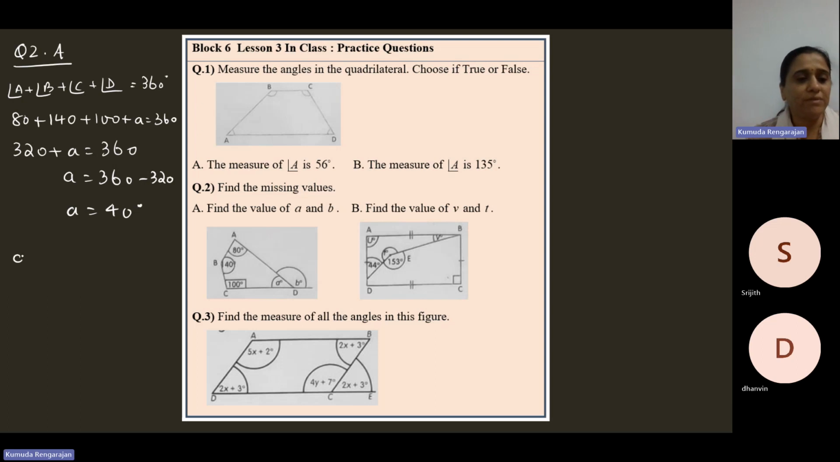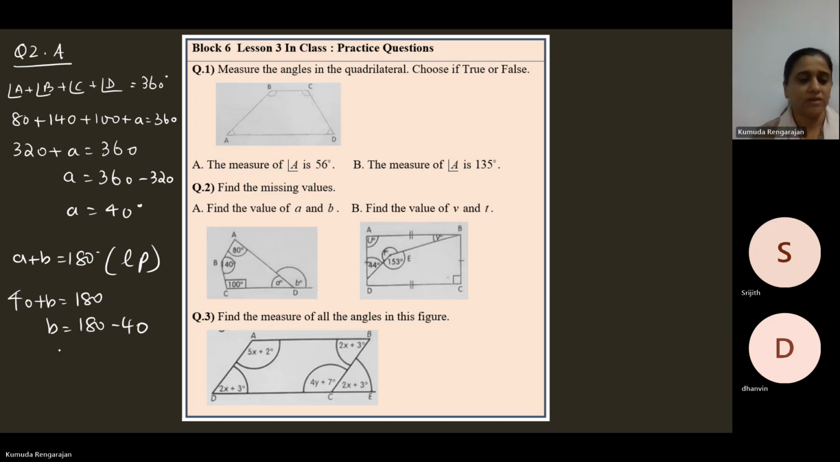Now, A plus B is equal to 180, linear pair. I'll just write LP. Yeah, and it's some property of a quadrilateral, correct. LP is linear pair. A is 40, so 40 plus B is equal to 180. B is equal to 180, correct.